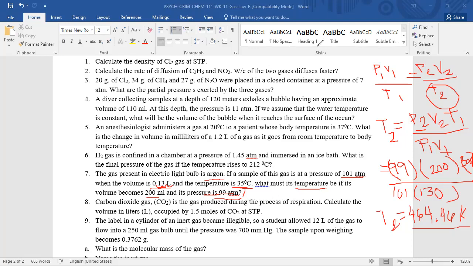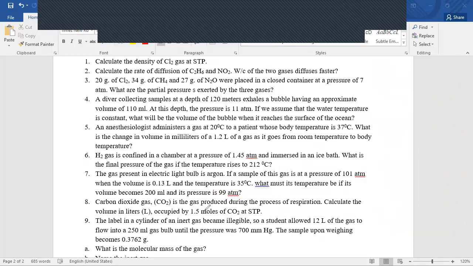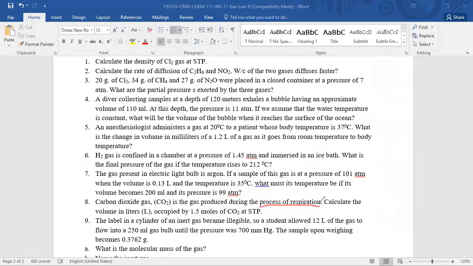Next, number 8. Carbon dioxide gas is the gas produced during the process of respiration. So, kapag humihinga tayo, nag-release tayo ng gas, that is carbon dioxide. Calculate the volume in liters occupied by 1.5 moles of carbon dioxide at STP. So, STP na naman. STP is 0 degrees Celsius, 1 atmospheric pressure. Okay? Anong pinapahanap? Liters.